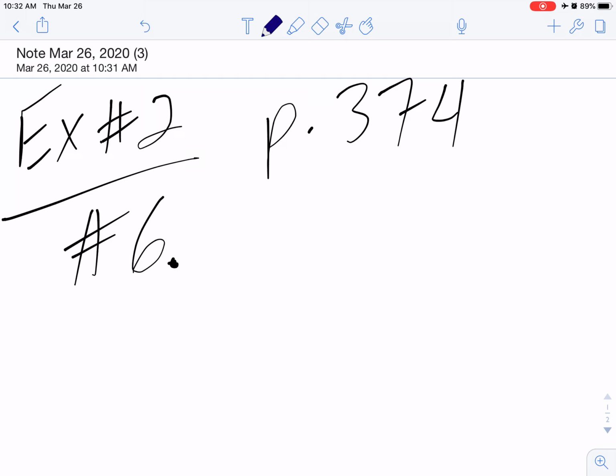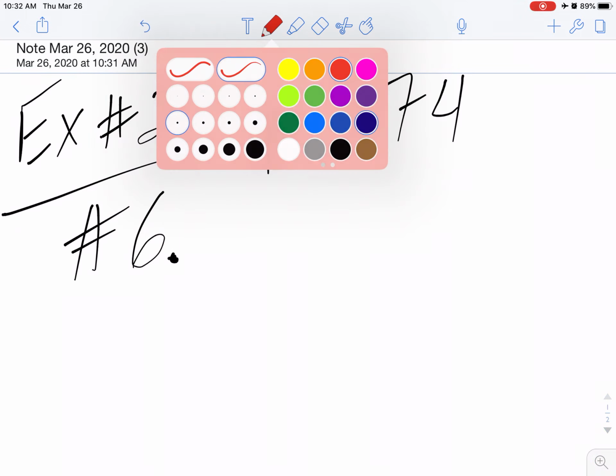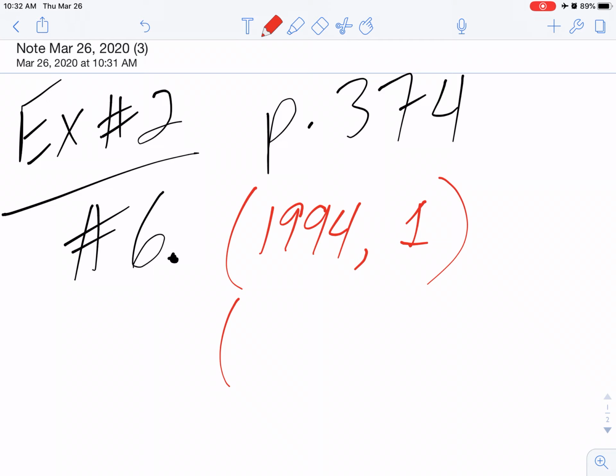So the key here is to read the problem carefully and pull out the information. They're kind of giving you a hint in part A. They're telling you the initial amount is $1 million, and that was in 1994. Time is always your independent variable. Time is always x. And then the other year that they gave you was 2014, and the painting sold for $44.4 million.